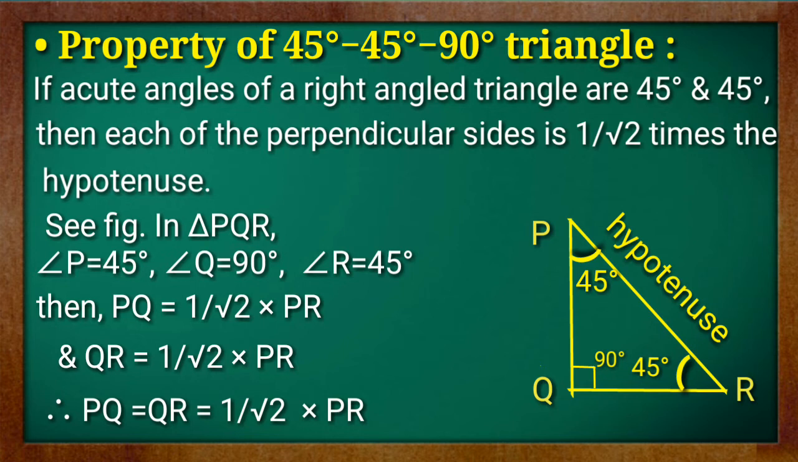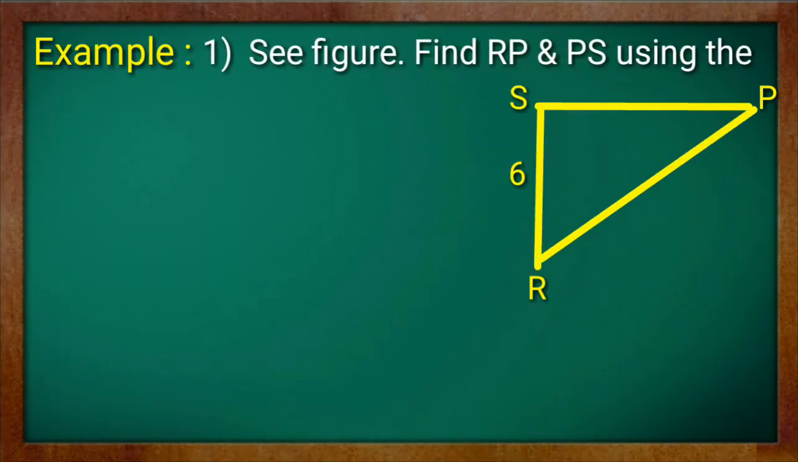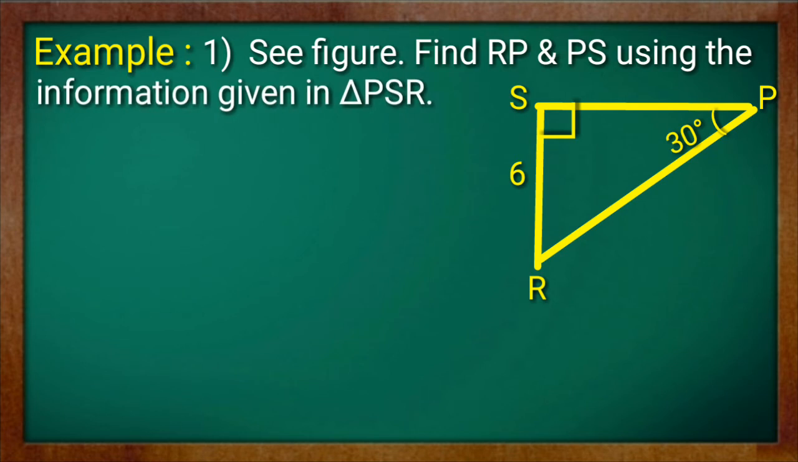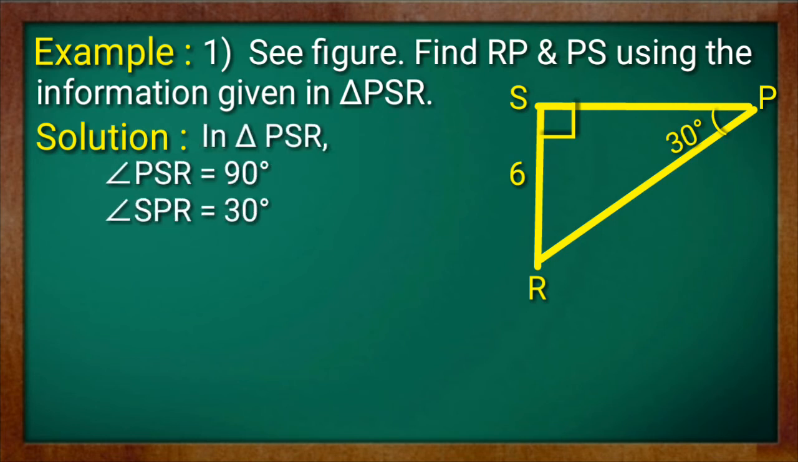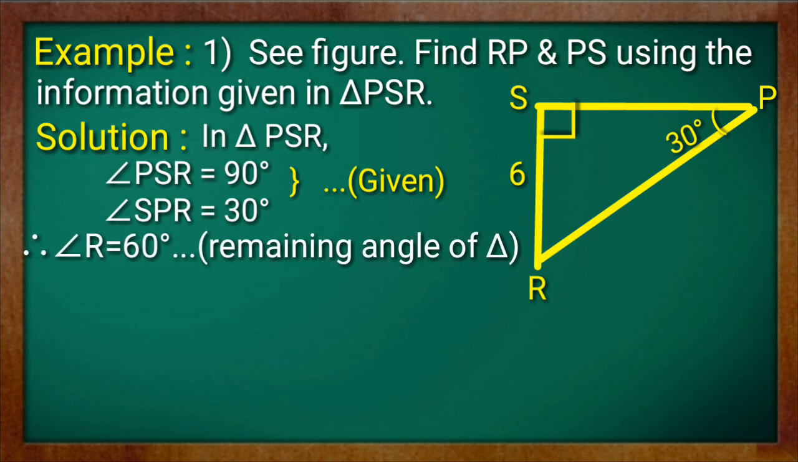Then taking one example, see figure and find RP and PS using the information given in triangle PSR. Then solution: in triangle PSR, angle PSR equal to 90 degree, angle SPR equal to 30 degree, that are given points. Therefore angle R equal to 60 degree, that is remaining angle of triangle. Therefore, triangle PSR is 30 degree, 60 degree, 90 degree triangle.